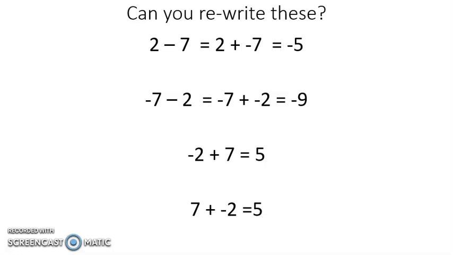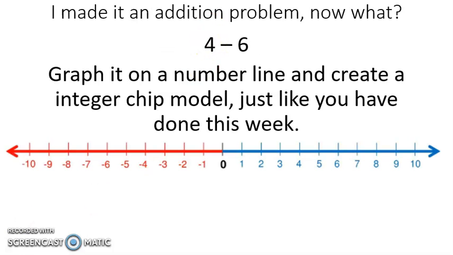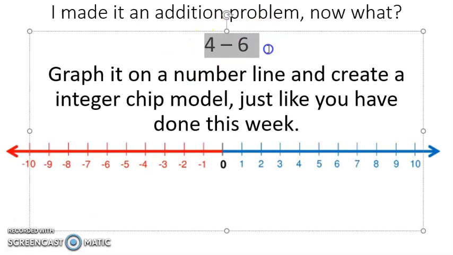Let's look at a couple more. If I make an addition problem. So first one, we've got 4 minus 6. Rewrite it as an addition problem. 4 plus -6.